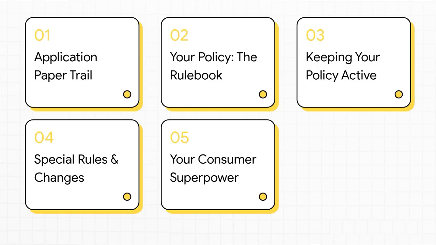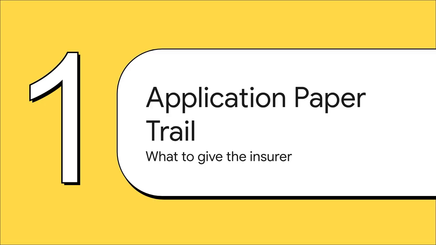So here's our game plan. We're going to tackle this in 5 clear stages. First, we'll follow the application paper trail. Then, we'll decode your actual policy, the rulebook. After that, we'll talk about how to keep your policy active, look at some special rules for making changes, and then we'll wrap up with a consumer superpower that you absolutely need to know about. All right, let's dive right in.